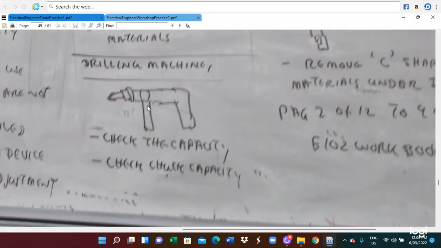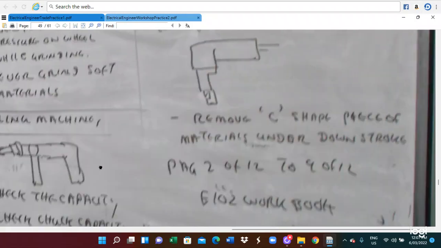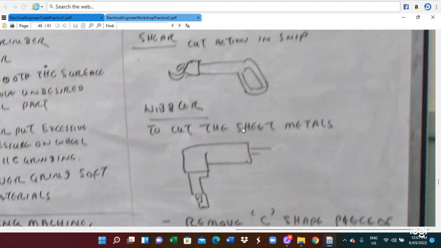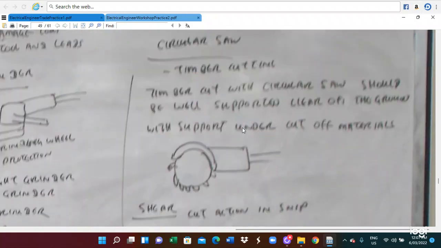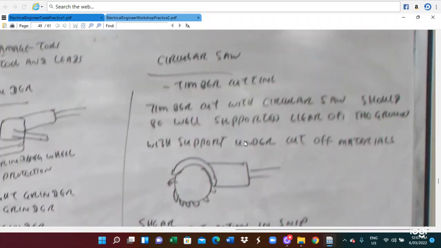This is the drilling machine. When you are using the drilling machine, you also have to see the appropriate capability, chuck capacity, and you also have to check the capacity of the drilling machine. Here is the circular saw. The circular saw is utilized for timber cutting. You have to cut the timber with the circular saw.